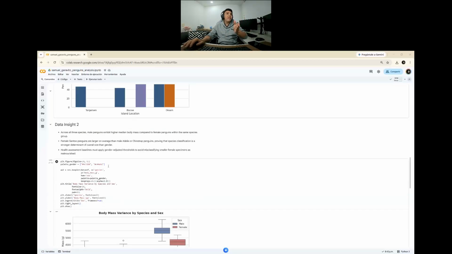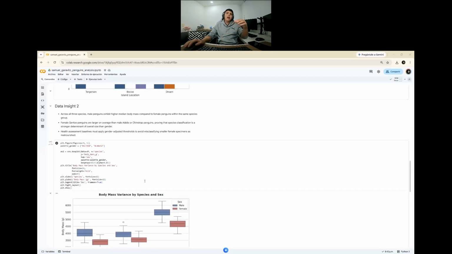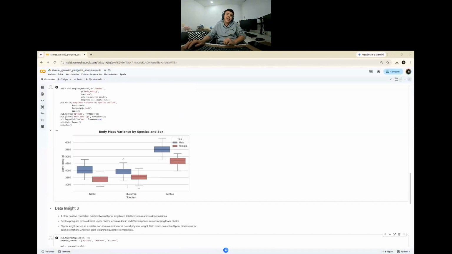In our second block, we found that across all the 3 species, male penguins exhibit higher body mass compared to the female penguins within the same species groups. As you can see in the 3 box plots, we see that the males are above the females, right? Furthermore, female Gentoo penguins are larger on average than male Adelie or Chinstrap penguins, proving that the species classification is a stronger determinant of overall size than gender.